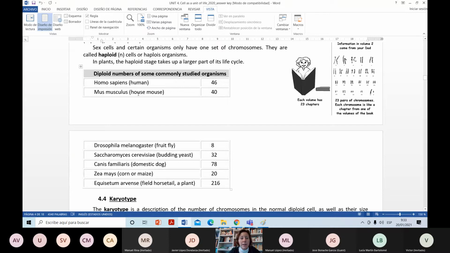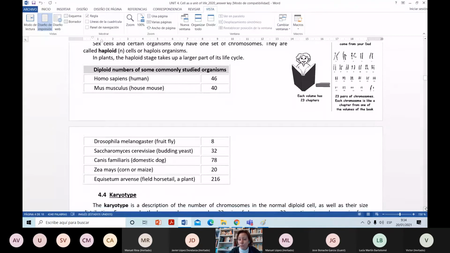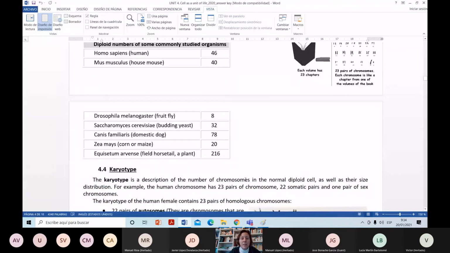I told you yesterday that in mice, we've got 40 chromosomes. And in the fruit fly, we've got 8. So some people may think that the higher the number of chromosomes, the higher the complexity of the animal. But it's not true, okay? We've got, for example, this yeast.